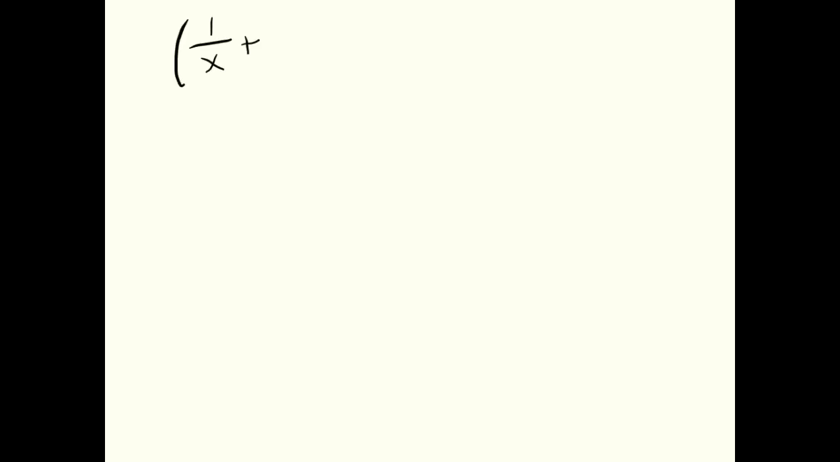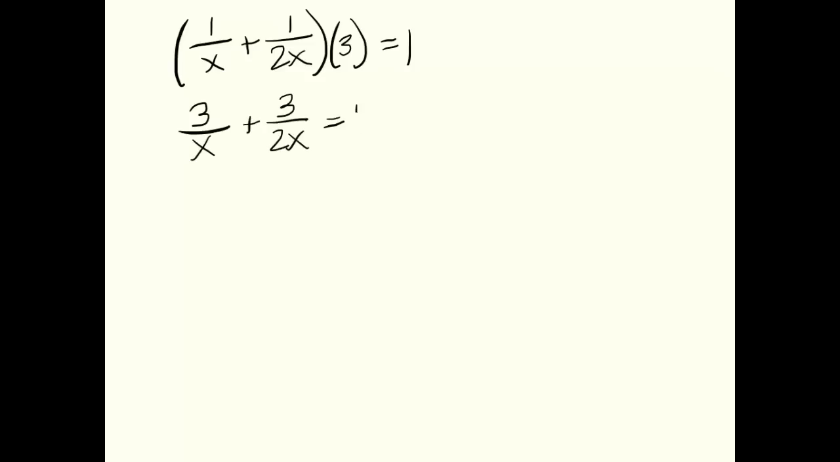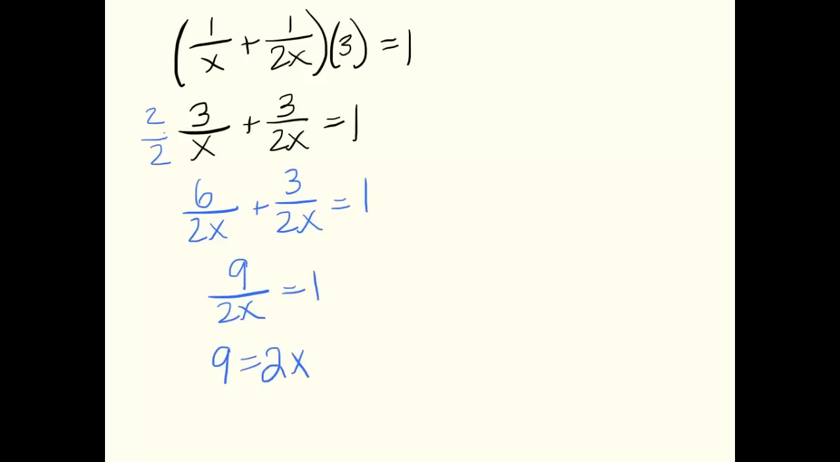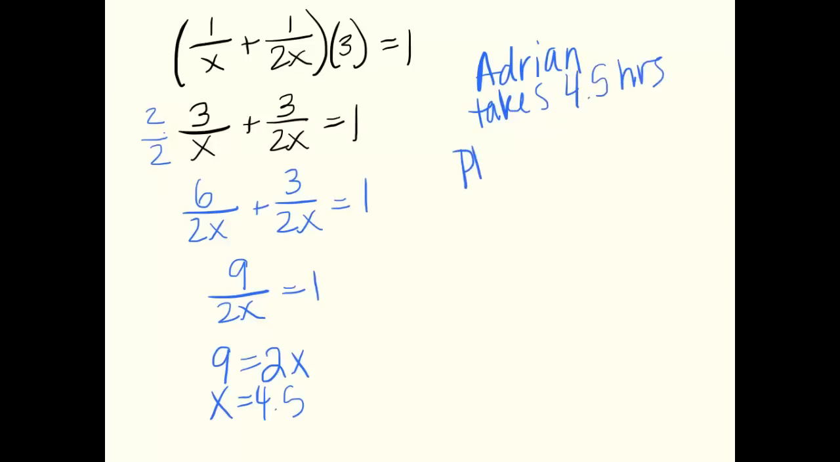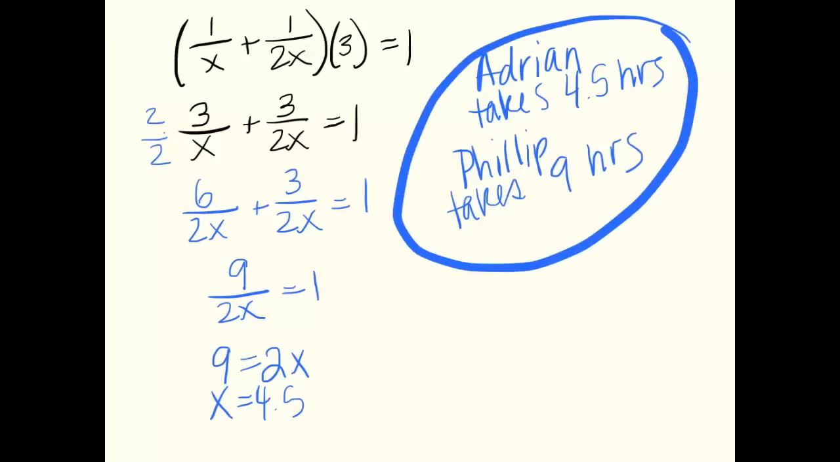Let's see, (1 over x plus 1 over 2x) times 3 equals 1. I can distribute that 3, and we get 3 over x plus 3 over 2x equals 1. Common denominator is 2x. We get 6 over 2x plus 3 over 2x equals 1. 9 over 2x equals 1. x equals 4.5. So it takes Adrian 4.5 hours, and it takes Philip twice as long, so 9 hours. There's our answer. Again, I'm not so concerned with the actual numerical answer.